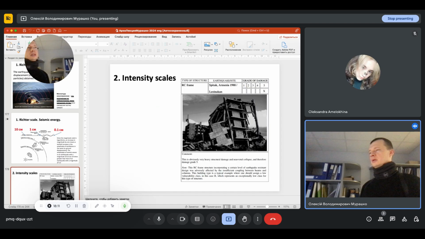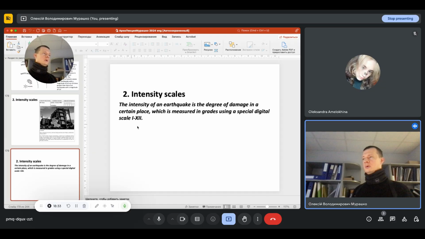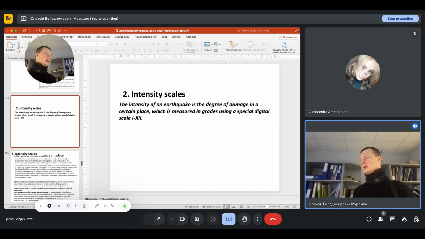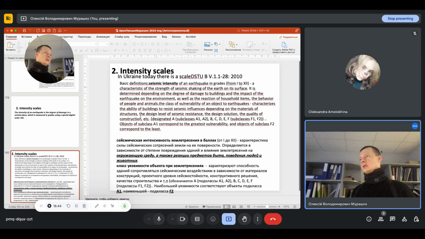But the intensity scale is a more analytic, visual scale. We look at the building, and according to the situation that we see, we define the amount of seismic effects, and it gives us an ability to assess the seismic effects. It's from 1 to 12. By the way, the Richter scale has no maximum limit. Here is the intensity scale. Here is the information about the Ukrainian scale. It is called the DSTU scale.